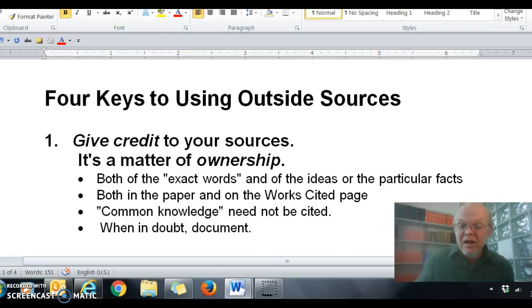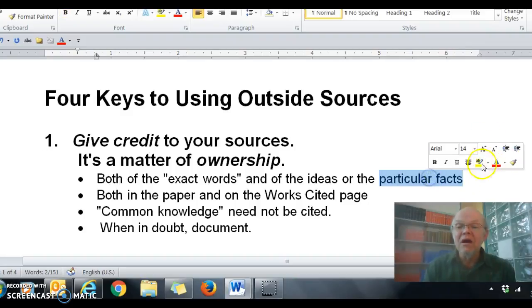But there's also something like if all your sources say, well, this career of nursing is going to grow in the next 5 years. If all the sources are reporting a growth trend, maybe that general fact does not need citing, right? But if you're quoting from a particular source that says in the next 5 years we project a 17% growth in the need for nurses, if you got particular facts like that, those are the things that would require documentation.